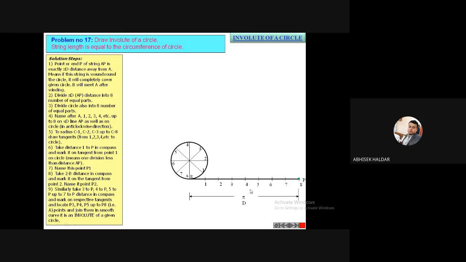Okay, sir. Now see, after dividing this straight line into 8 equal parts, from each of these points 1, 2, 3, 4, you have to draw a tangent to the circle. Tangent of how much length? There is no particular length, a bit long. That means with this line it is making 90 degrees. That is nothing but a tangent to this circle.